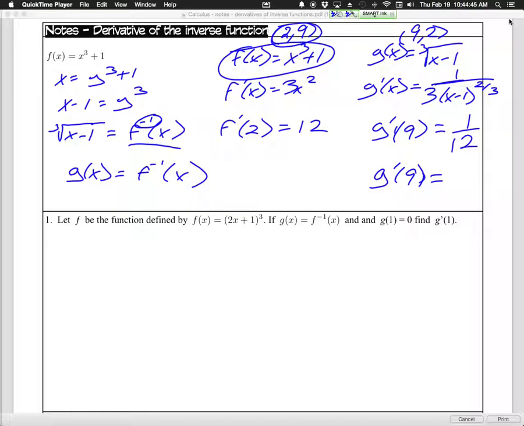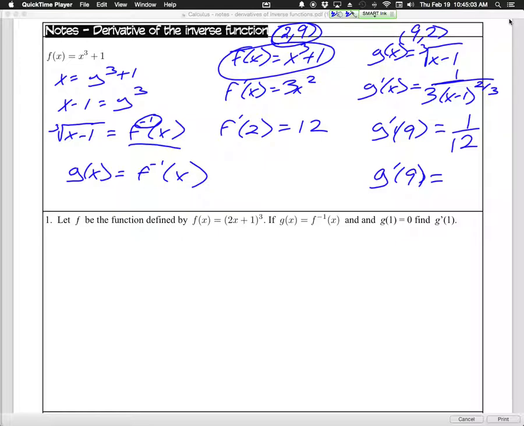You're on the right track. All right, let me recap what she said. She realized that 9 is the x value of the inverse, which means it is the y value of the function. So I plug the y value in here and solve for x. That gives me the x value.